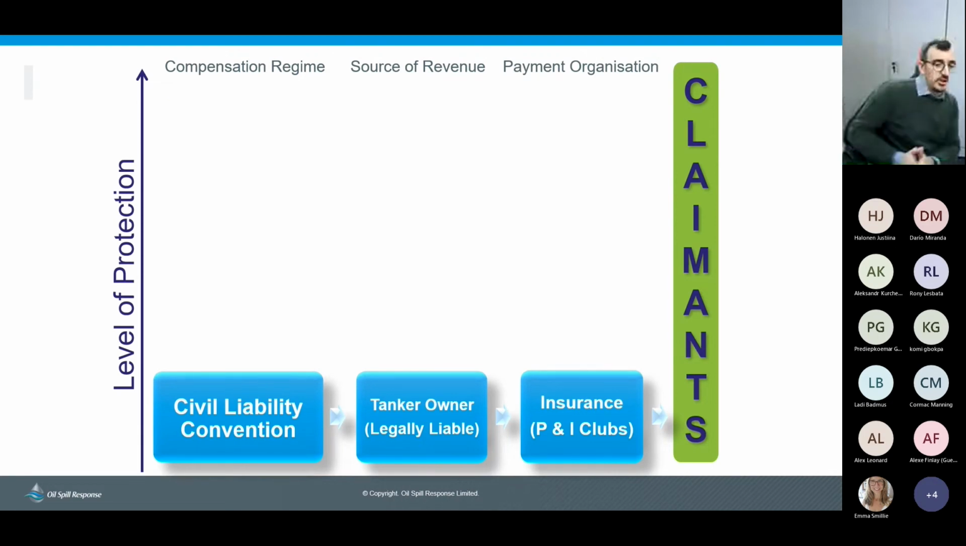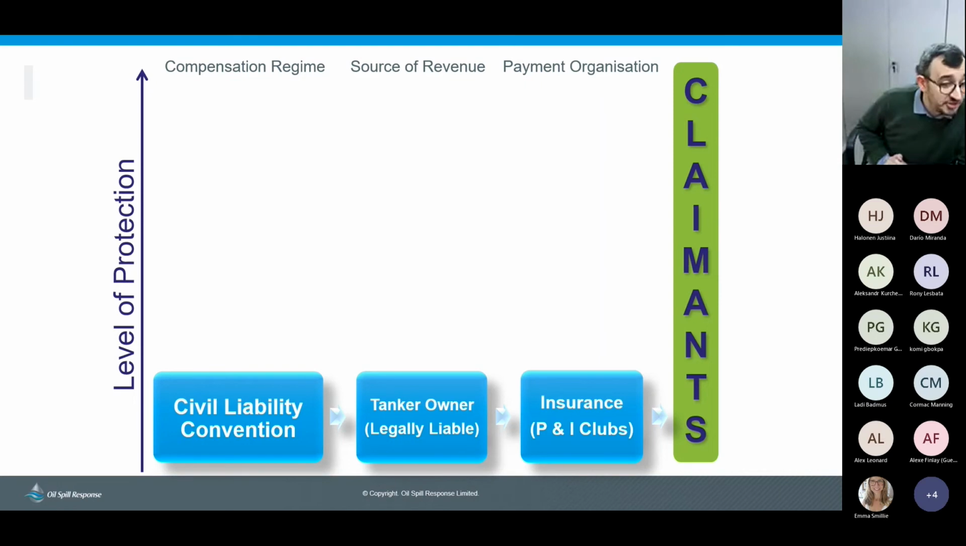Okay, so let's address these in broad terms to start with. If we have a look at the first level of protection that we've got here, you can see in the left-hand box, we have the Civil Liability Convention. This is the compensation regime that we're talking about. It's the international legislation that then gets adopted by the various nation states and written into their national laws. And the way that this works is by the tanker owners, who are strictly liable, and I'll touch upon that in a second again.